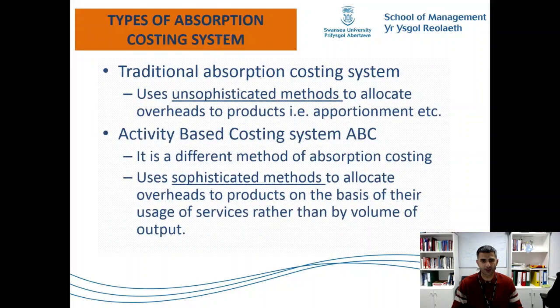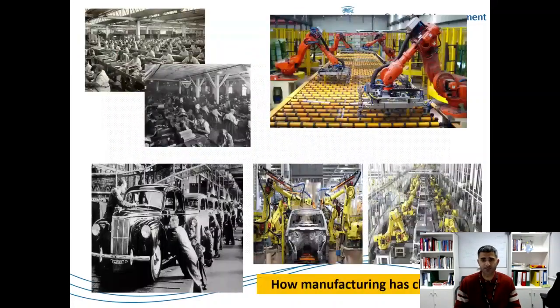Okay, here we go. Right. So remember that absorption costing is an unsophisticated method to allocate the overheads, and ABC is considered to be the sophisticated method to allocate the overheads. So ABC came after absorption costing to address the issues of absorption costing. So remember, ABC is the sophisticated method here for the businesses.